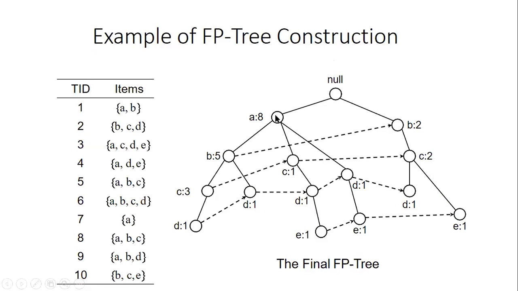So AB is there. BCD is there. ACDE is there. ADE is there. Then ABC it is there. Then ABCD it is there. So like this, all transactions are clearly there. Okay. Then you have to check one more thing.